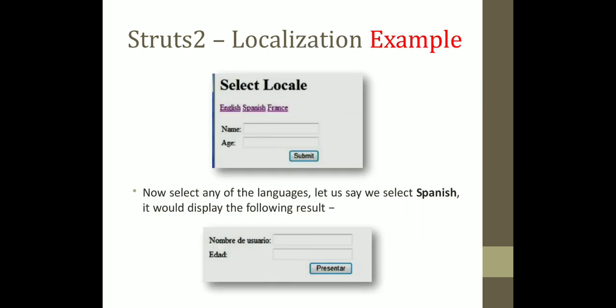So this is about localization. You can select the locale like English, Spanish or French, and once you have selected, for example the Spanish, then it would display the result as name and age in the Spanish language.